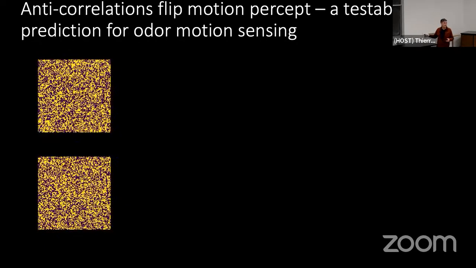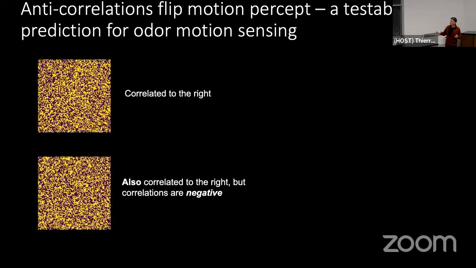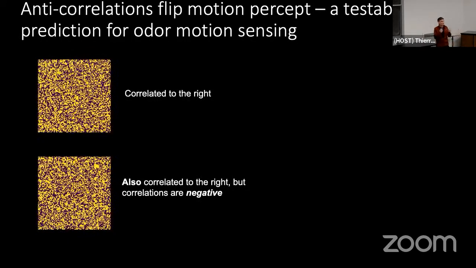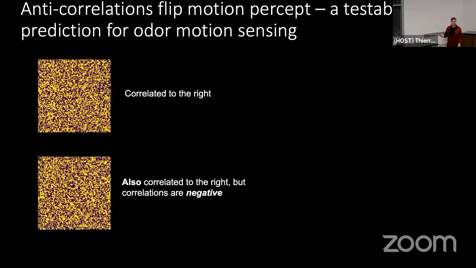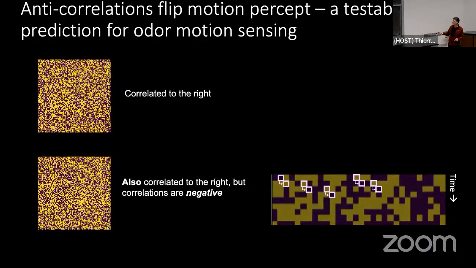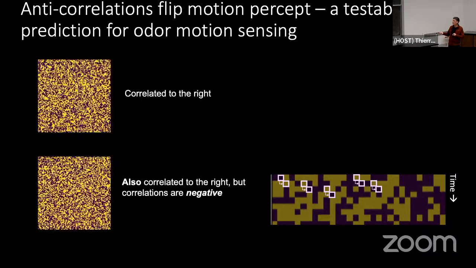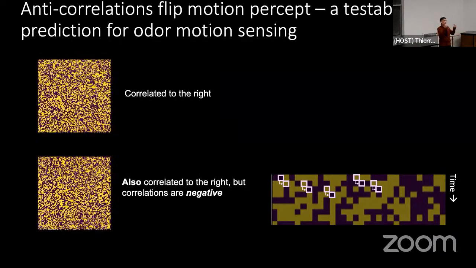The only difference, so here, what we're doing is that in both cases, the correlation is from left to right, but we're reversing the sign. So the phase is inverted. Whenever you have a black pixel, the next time step on the right, you're going to have a yellow one and vice versa. Okay? And that reverses your sensed motion.